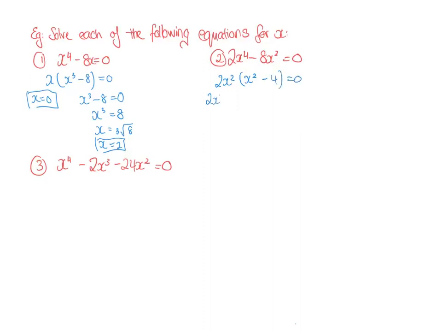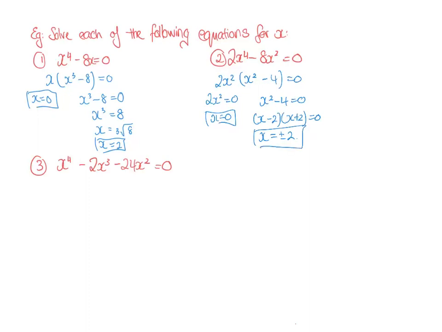So by the null factor law, x squared equals 0, so we've got x equals 0 for that one. And now we've got x squared minus 4 equals 0. This is a difference of perfect squares, because 4 is 2 squared. So again, x minus 2, x plus 2 equals 0. So x equals plus or minus 2. So there's my 3 answers for that one.